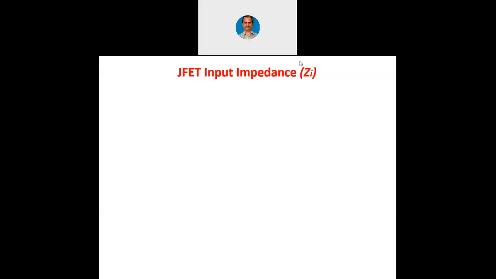I am telling you that we can immediately come to a conclusion that JFET will have a larger input impedance when compared to BJT. Can anybody tell me why?